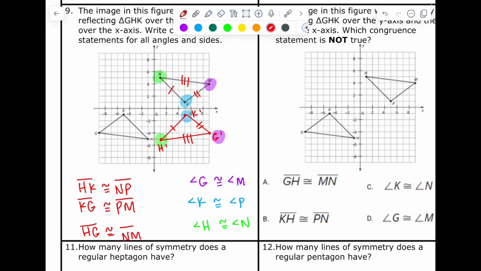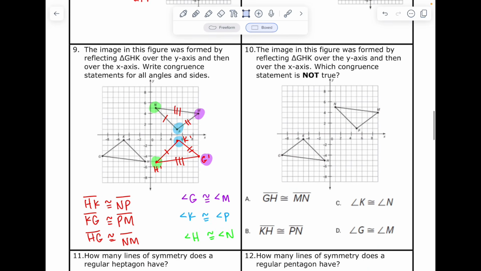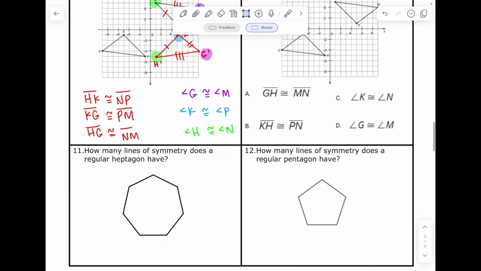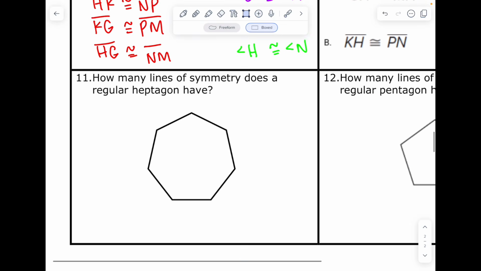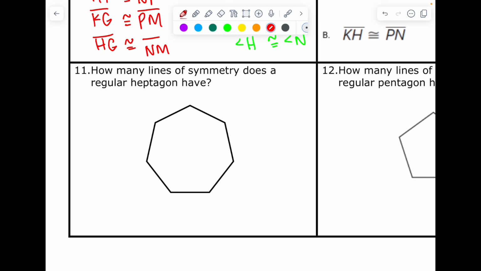All right, so those are all your congruence statements. You're going to use that to do problem number 10. Oh, sorry. 11, how many lines of symmetry does a regular heptagon have? So we can see that there is one here.